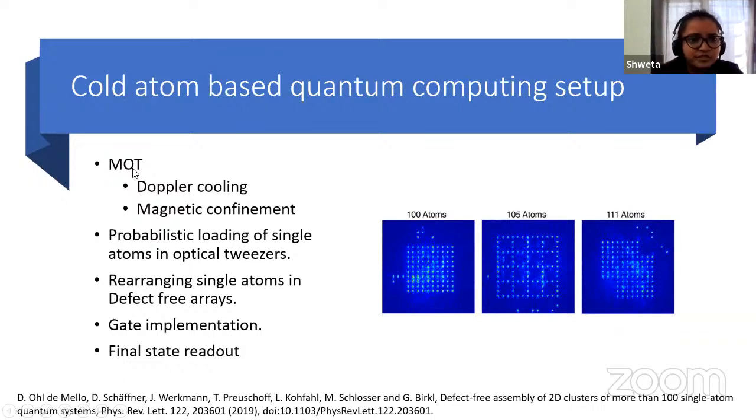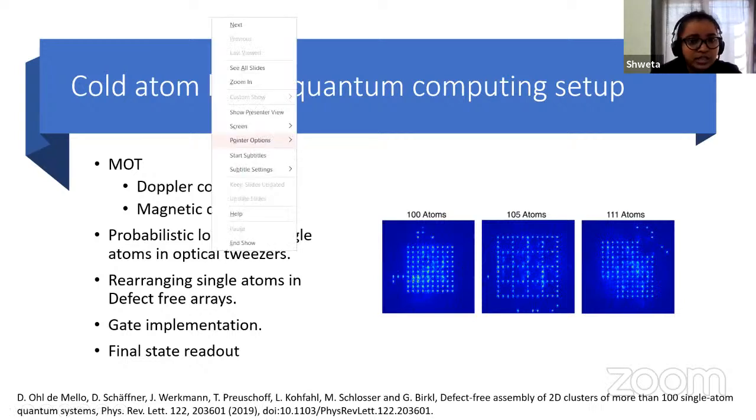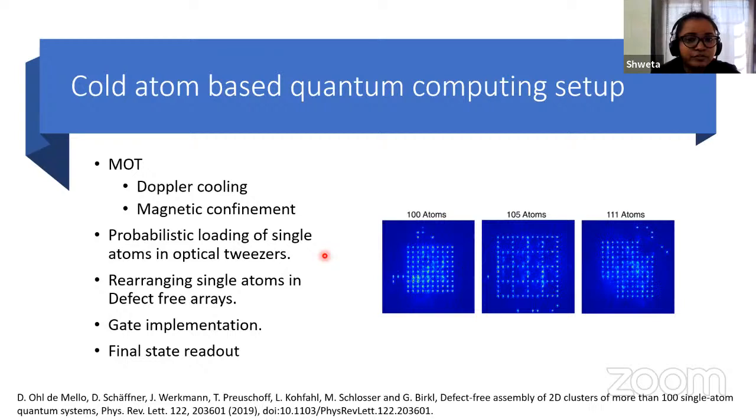So first we have to set up a MOT, that is a magneto-optical trap, which makes use of the concepts of Doppler cooling and magnetic confinement to trap the atom clouds, and then there will be the probabilistic loading of these single atoms in the optical tweezers, so we can make various operations on them. That's why we will be loading those atoms in those optical tweezers.